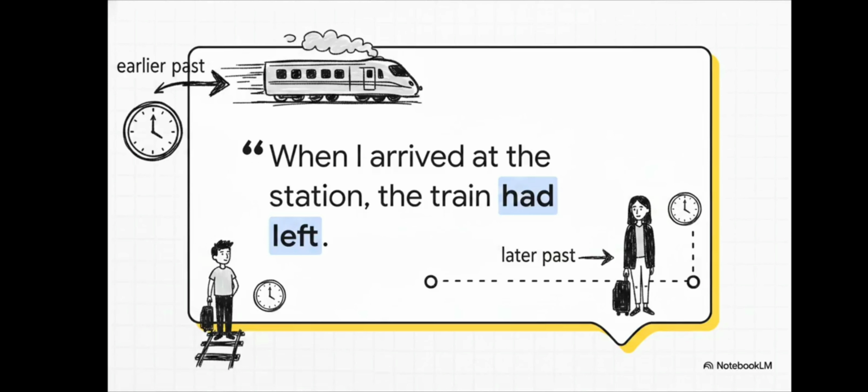Let's apply that timeline to a classic example. When I arrived at the station, the train had already left. Okay, let's break it down. Your arrival at the station happened in the past, so arrived is past simple. But oh no, there's a problem. The train leaving happened even earlier than your arrival. So to clearly show which event happened first, we put the train's departure into the past perfect. It had already left. Makes sense, right?